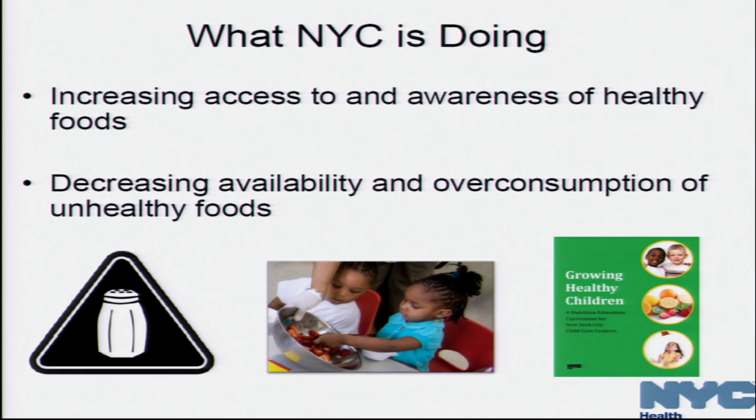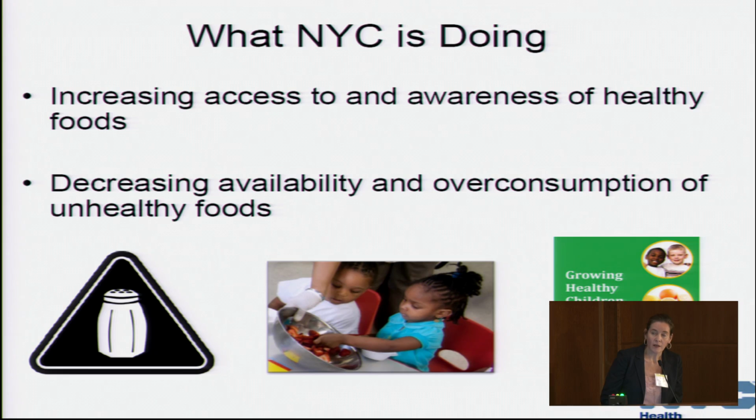Speaking to our food and nutrition work more generally, we take a multi-pronged and holistic approach, and we really do try and do both of these things, which is to increase access to and awareness of healthy foods, but also to decrease the availability and overconsumption of unhealthy foods. In the first area, we have a whole host of efforts that go from nutrition education to working in retail settings to incentive programs at our local farmers markets. And in decreasing, it's been everything from reducing sodium in the food supply to our trans fat work, and then the efforts on sugary drinks that I'll focus on now.